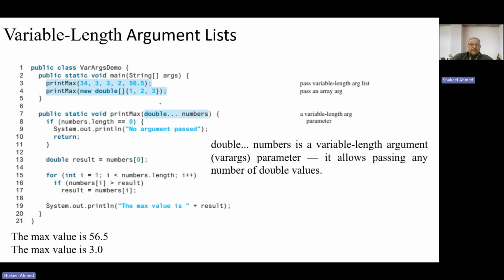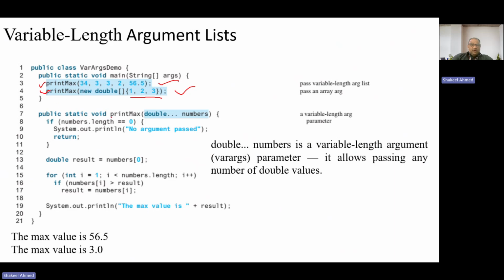So here is an example, variable length arguments. You can have a look at this example where we have a public class VarArgumentsDemo. We have a main method. We are having two arrays. One of them is directly the values that we will use, and the other is the numbers. We are calling the printMax method two different times, one time with the arrays and one time with the values, with the numbers.